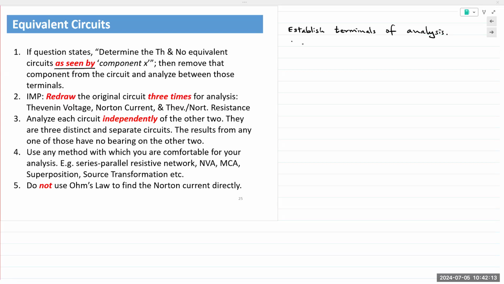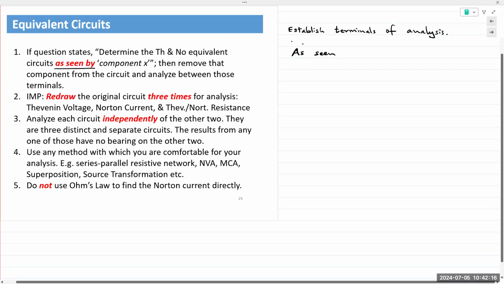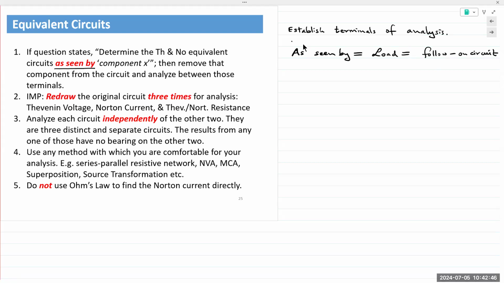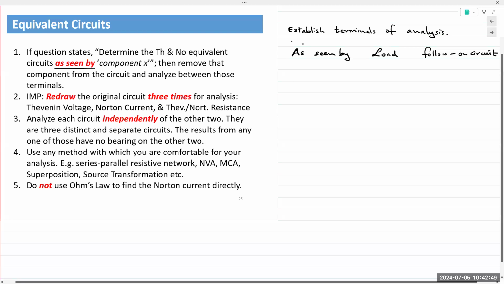As seen by can also be stated as load or the follow-on circuit. And I'll give you a real-life example.